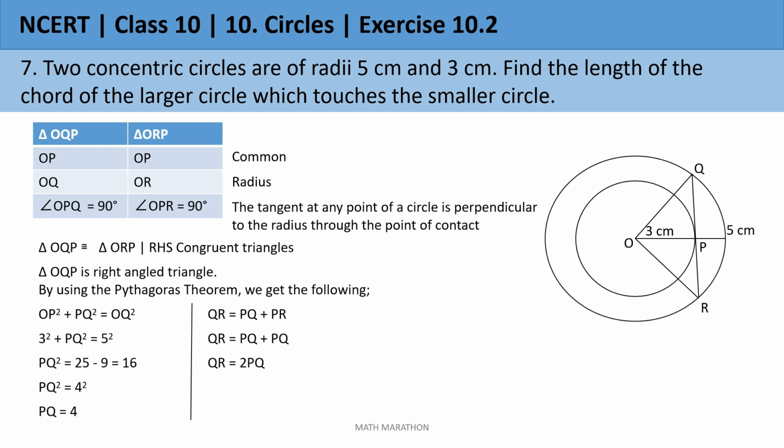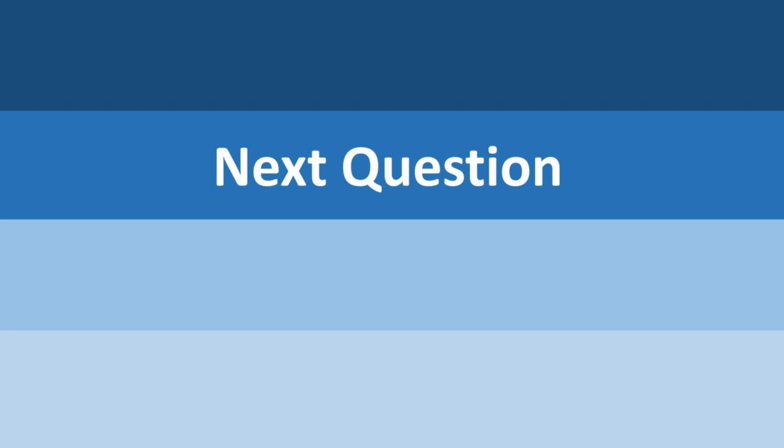QR is equal to twice of PQ. Previously, we got PQ is equal to 4. QR is equal to twice of 4. QR is equal to 8. The length of the chord is 8 cm. Let us see next question.